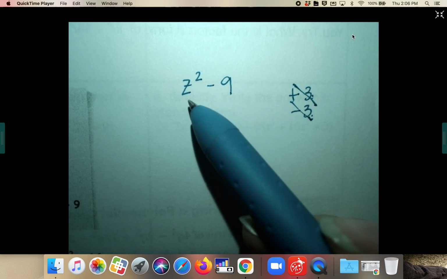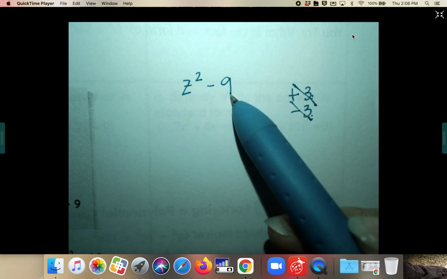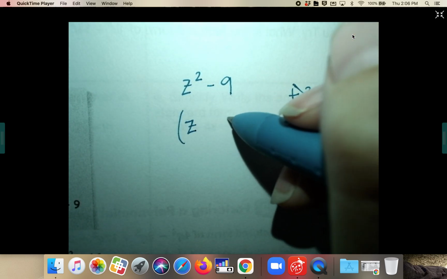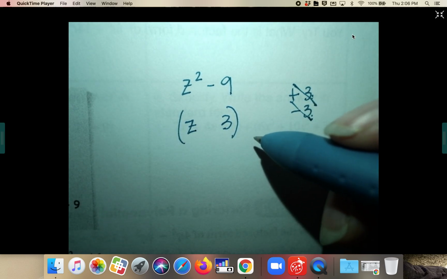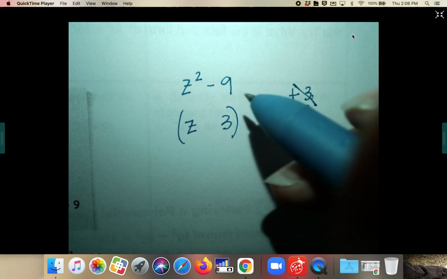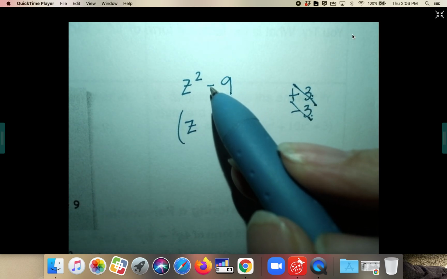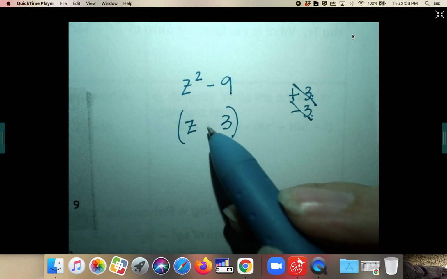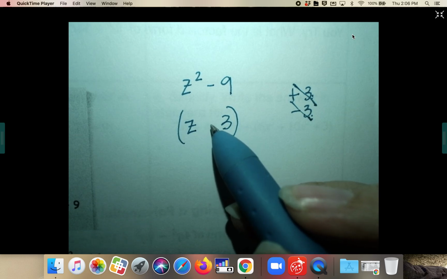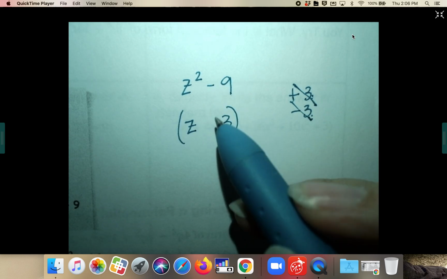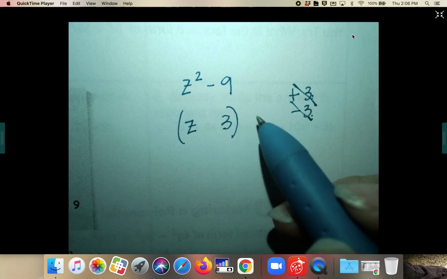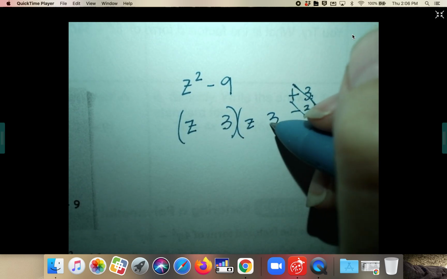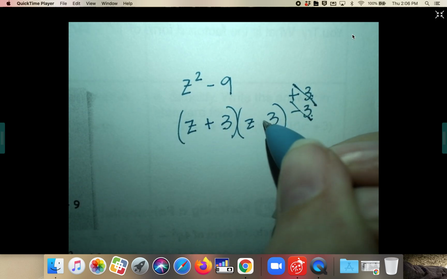So if you look at it and you're like, oh, this is a perfect square and this is a perfect square, I think the answer is z and 3. You're close. You can't multiply a plus and get negative 9, and you can't multiply 2 minuses and get negative 9. You can only multiply one of each to get a negative. So you're very close in that idea, but you have to have one of each.